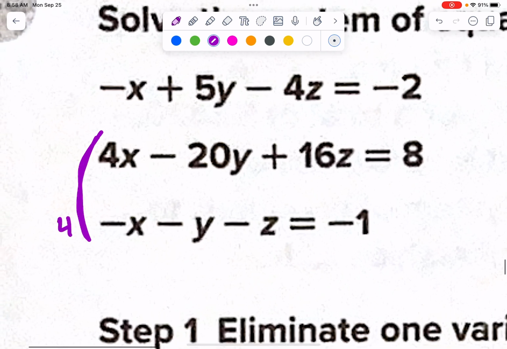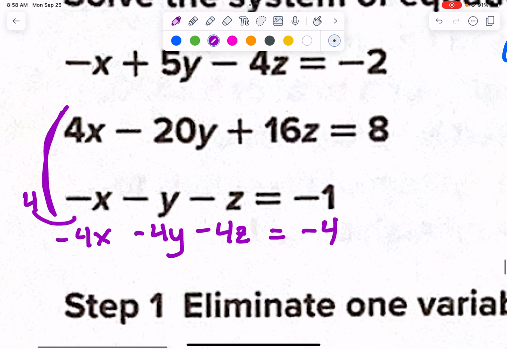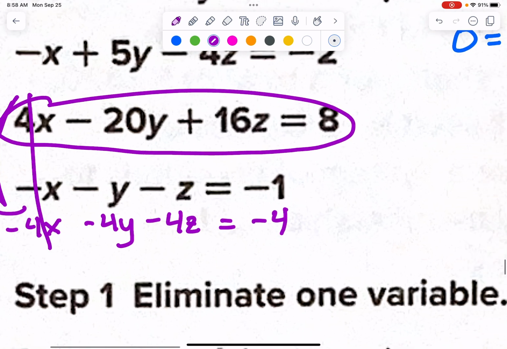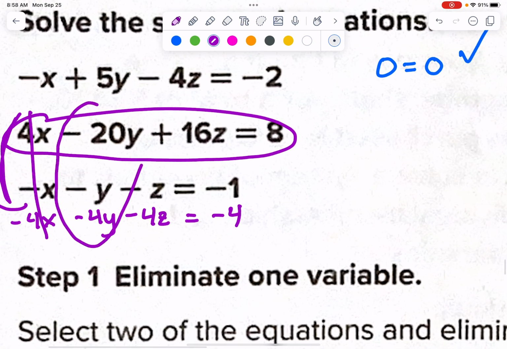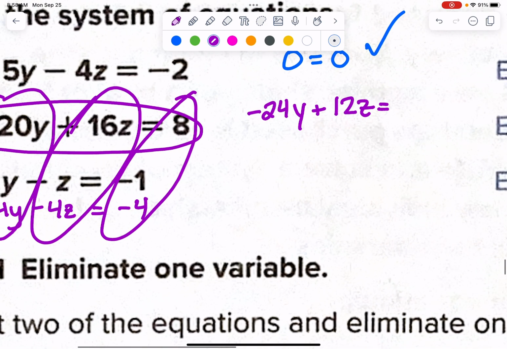So let's multiply this bottom one by 4. 4 is going to go through there. So negative 4x minus 4y minus 4z equals negative 4. Okay, and we have that going on when we distribute those through. Okay, I'm going to add them to this guy right here. So the x's are going to cancel. Okay, the y's, I will have negative 24y plus 12z equals, because that's this right here. And then I have 8 minus 4 is positive 4.